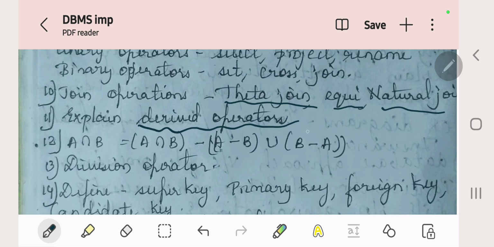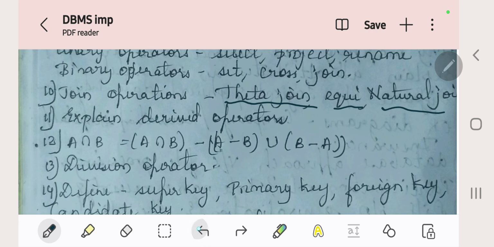Then we have some derived operations. In derived operations you need not study everything, but you should at least know how the steps are given. It is not yet asked, but they might ask this time. For this you have to do the derivation part. If you have already studied discrete mathematics, this derivation is there in that subject as well.